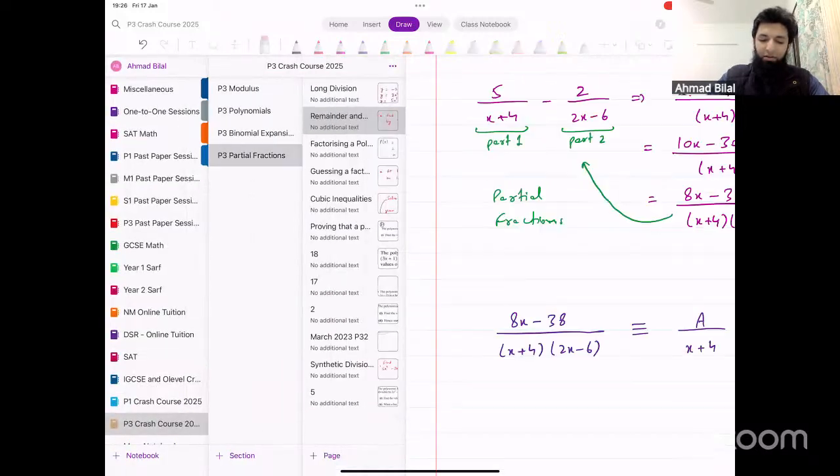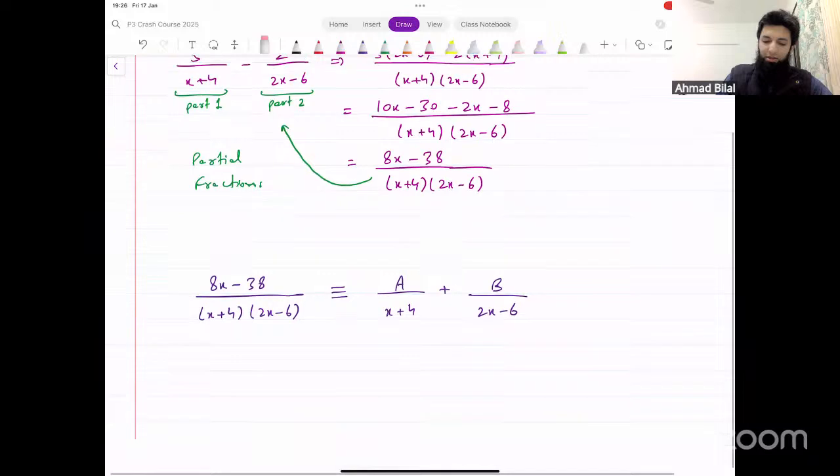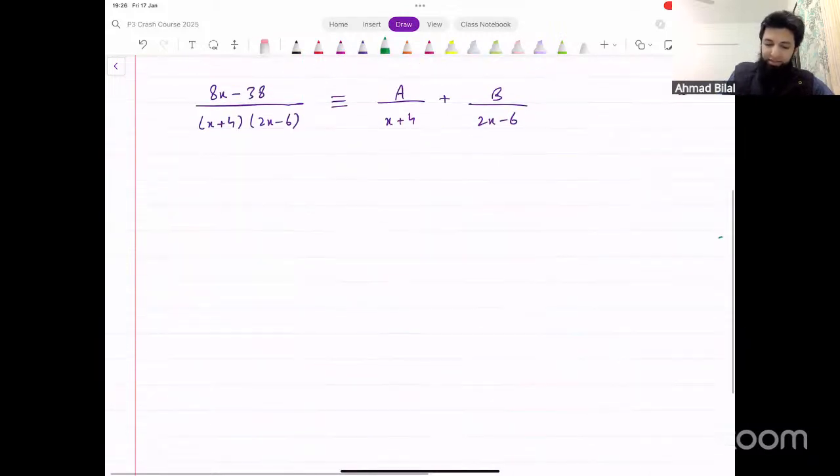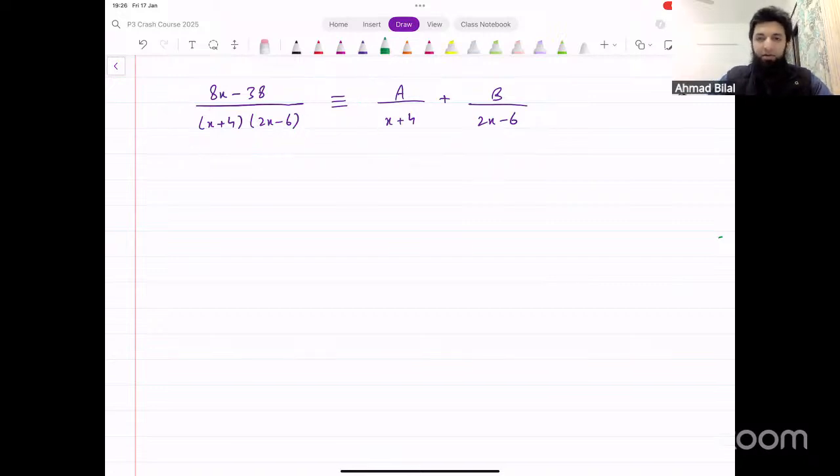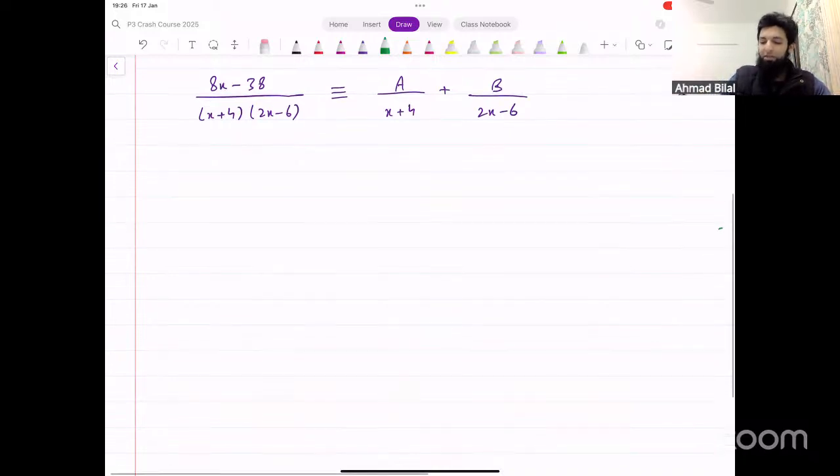So when we go here now, this is an identity because the left-hand side and the right-hand side are just two different ways of writing the same thing, which means no matter what value of x we input on the left-hand side and on the right-hand side, both of these sides will always be equal to each other. Now, keep that in mind because that idea is what we will use to find the values of a and b now.